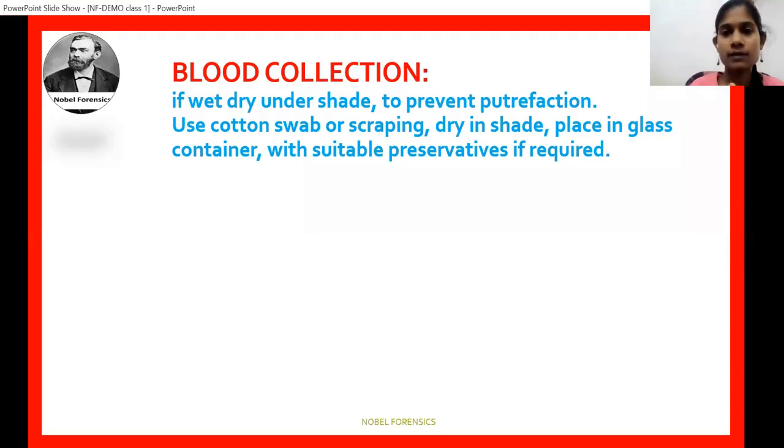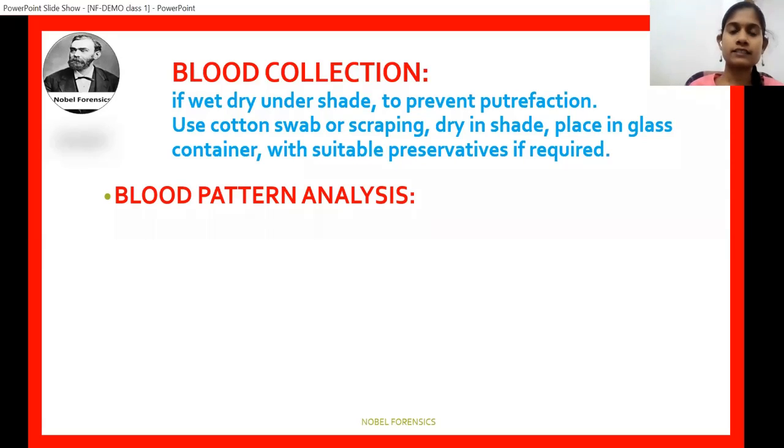And this is also many times a previous question. Use cotton swabs or scraping, then dry in shade and place in a glass container with suitable preservatives, if required. But mostly in poisonous cases, toxin cases, no preservative should be added.